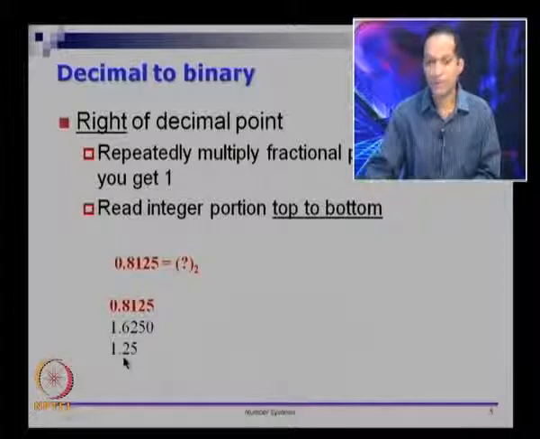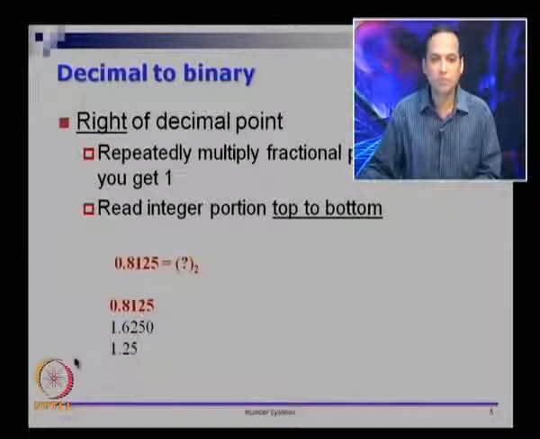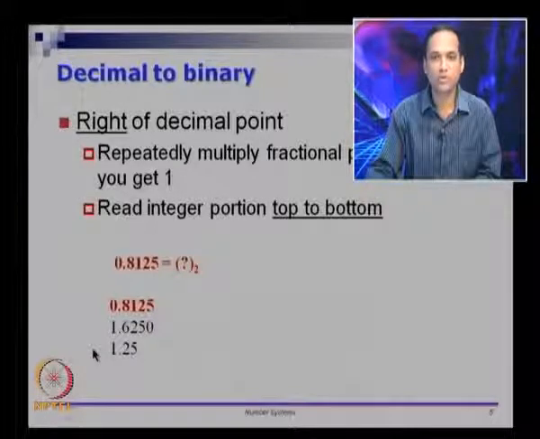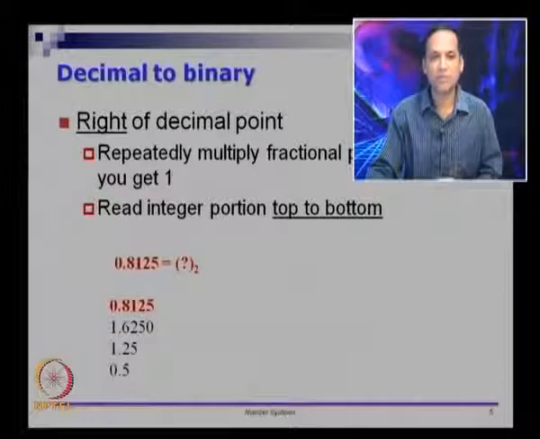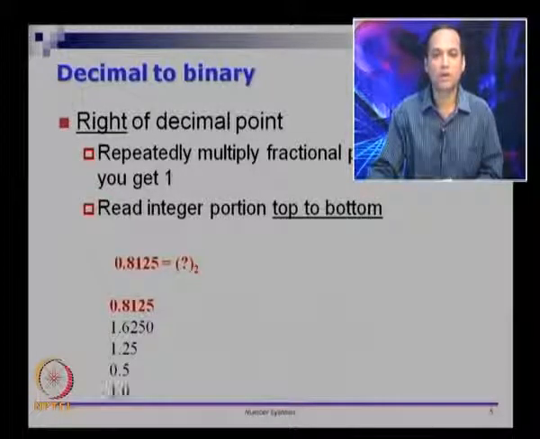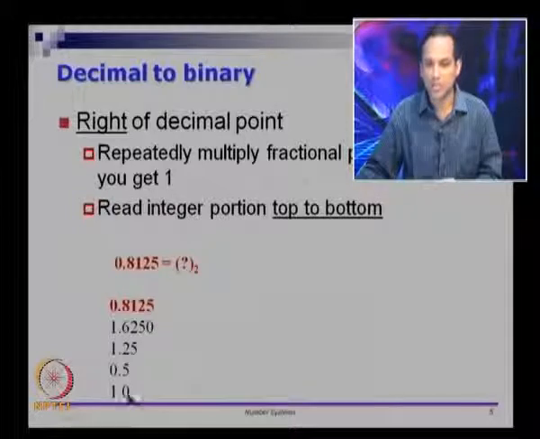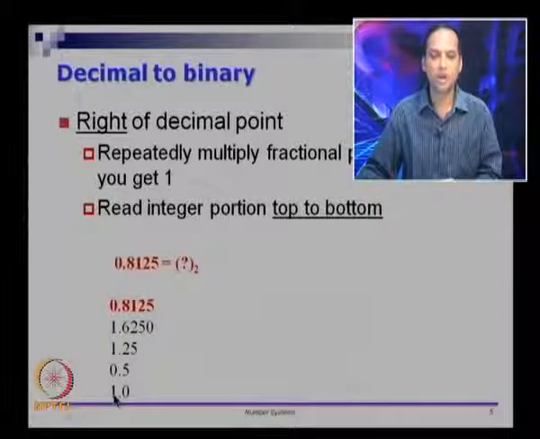That's 1.25. Then again keep this 1 aside, we will come to it later. Take only the decimal part, which is 0.25, and multiply by 2, that is 0.5. Again keep the 0 aside, take 0.5 and multiply by 2, it gives me 1.0. At this point we have hit 1.0, this is when we stop. The moment you hit 1.0, you should not have anything on the right side and you get 1. That is when we stop.